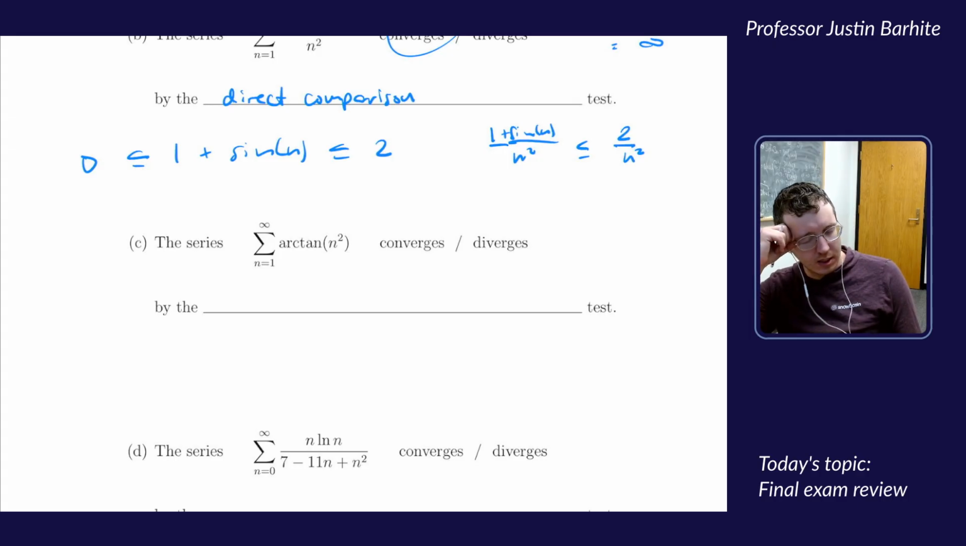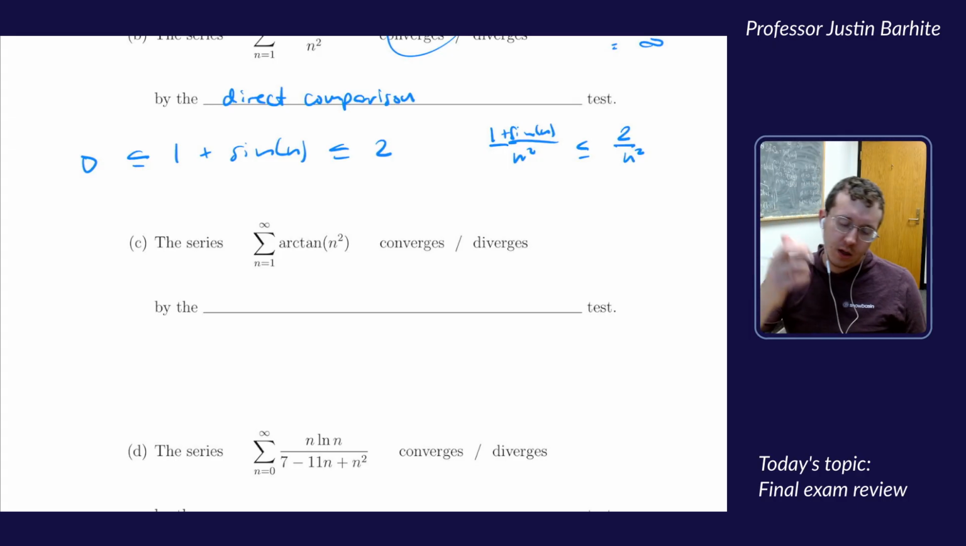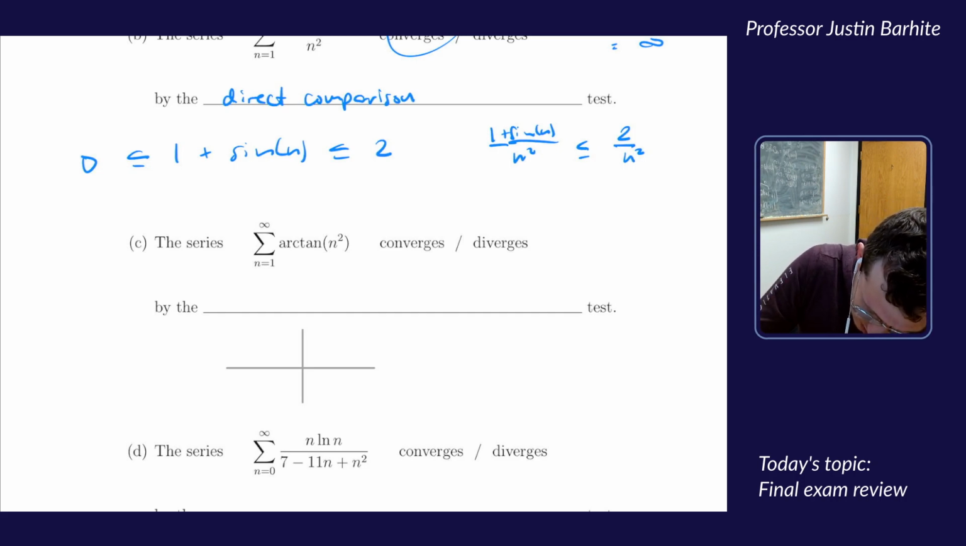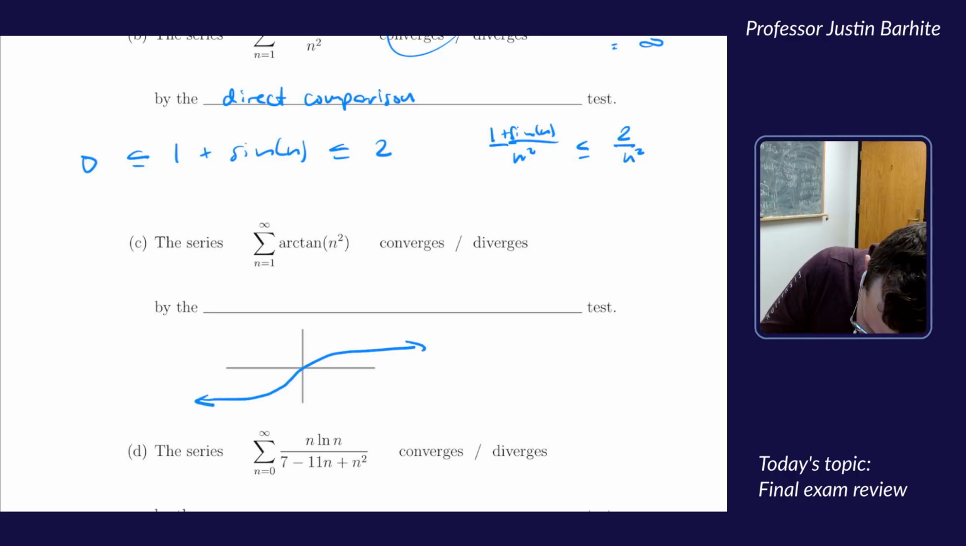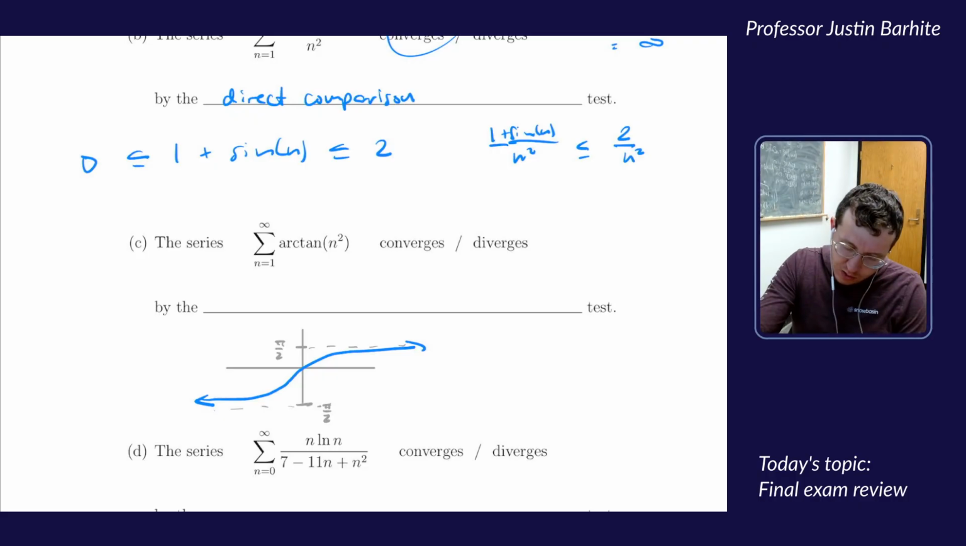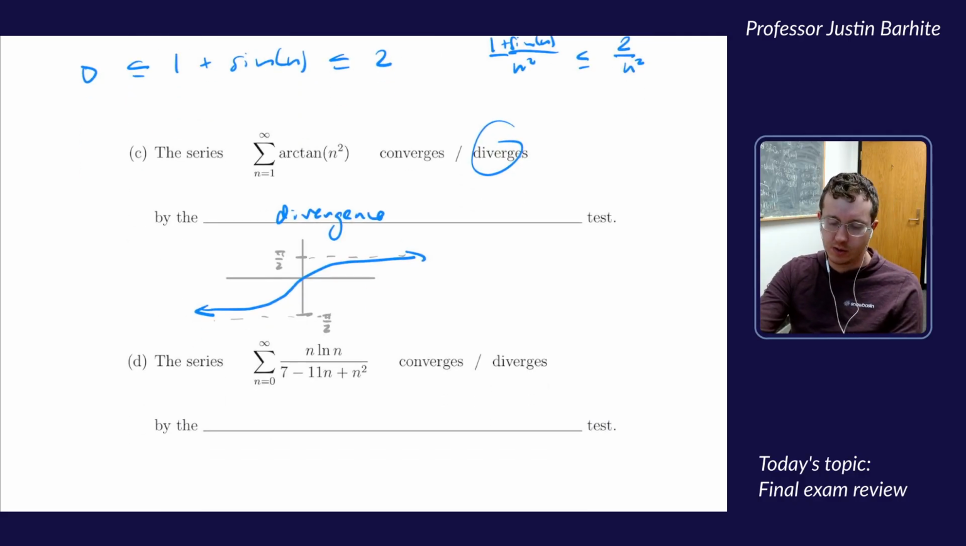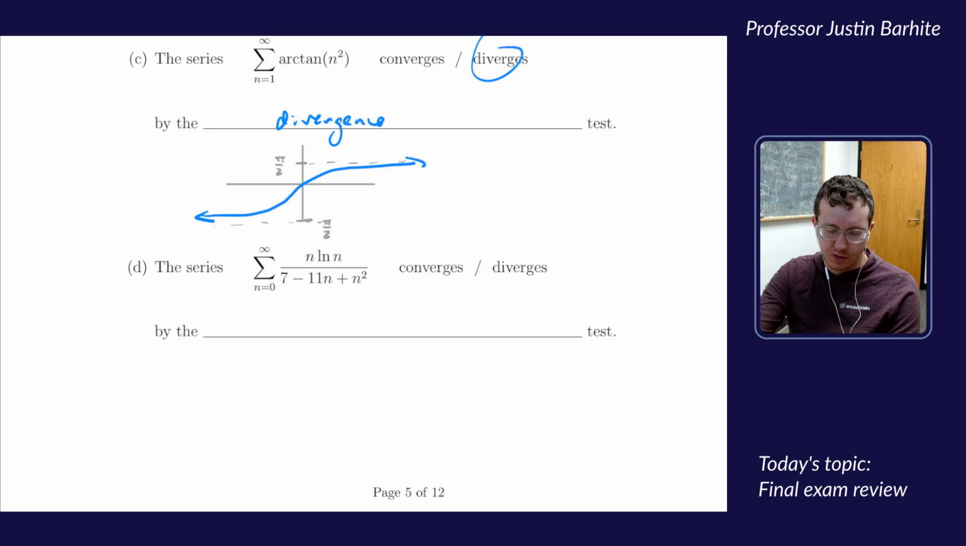Okay. Arctangent of n squared. The arctangent graph looks kind of like this. It has horizontal asymptotes at pi over 2 and negative pi over 2. So as n goes to infinity, arctangent of n is approaching pi over 2. That means this diverges by the divergence test. The series terms are not approaching 0. So the series could not possibly converge.